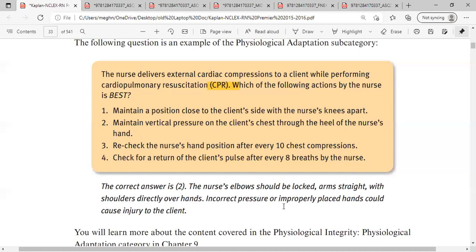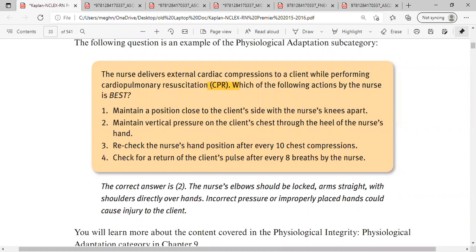So this is the step-by-step process. When we start the CPR, always maintain vertical pressure on the client's chest through the heel of the nurse's hand. So that is the part to start CPR, or 30 chest compressions.